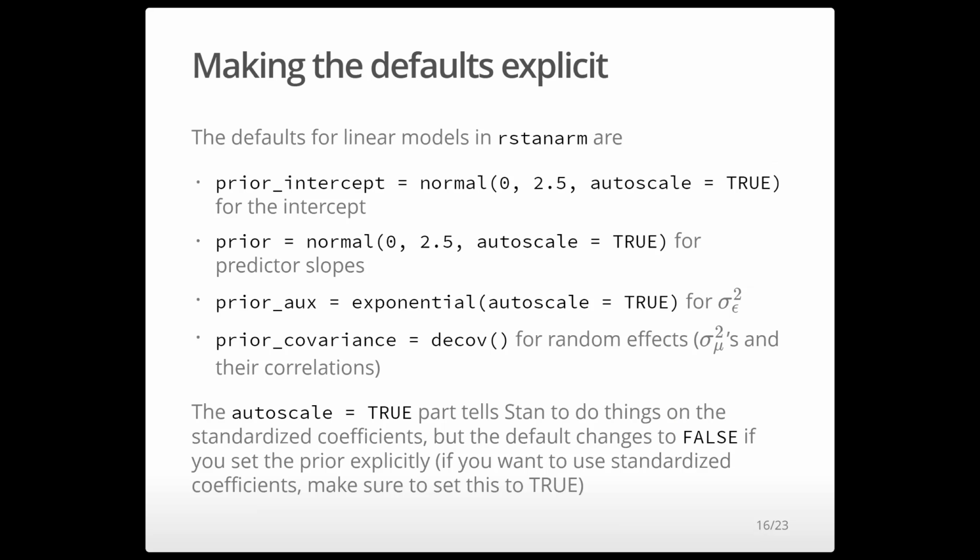So the defaults for the prior in rstanarm are as follows. The intercept and the predictor slopes are all 0, 2.5 with autoscale equals true, which is what standardizes everything. You also have priors for the variances. We're not going to worry too much about those. Again, autoscale equals true tells Stan to do everything on the standardized scale. The default changes to false if you set the prior explicitly, so don't forget that if you change your prior, you need to set autoscale equals true if you want it to be standardized.